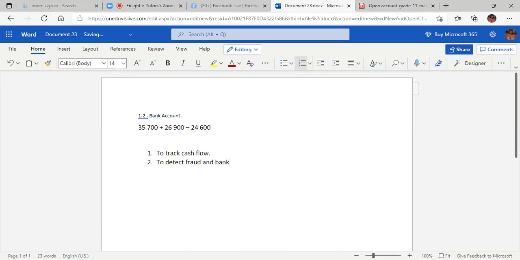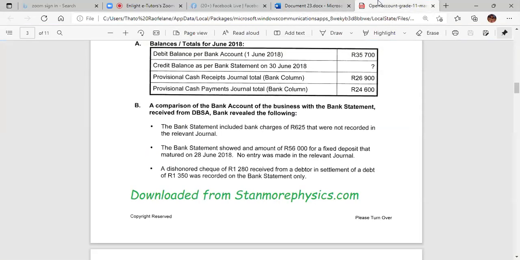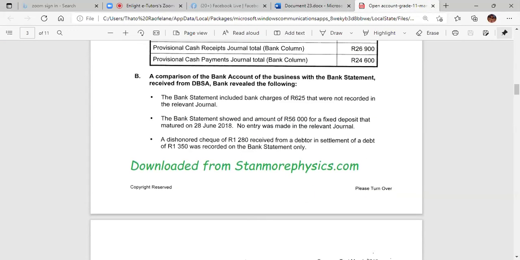Let's remove it and focus on the required part of the question. Okay, this was 600. Good. A comparison of the bank account of the business and the bank statement received from DBSA Bank revealed the following. The bank statement included bank charges of 625 that were not recorded in the relevant journal.